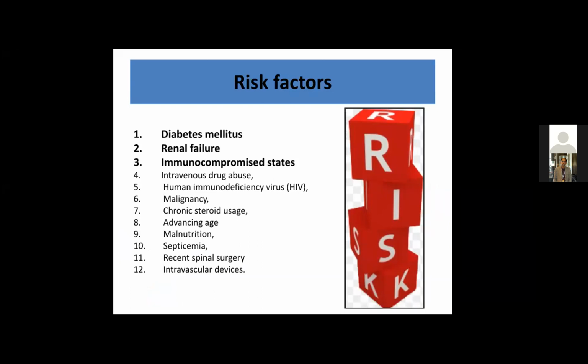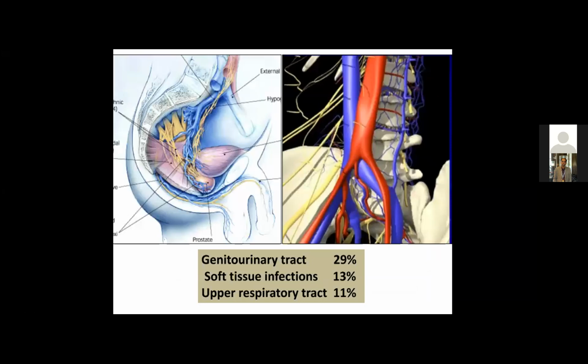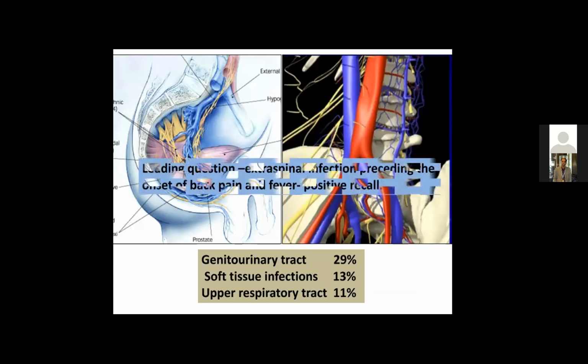The other less common routes are direct invasion secondary to spinal procedures, that is iatrogenic introduction of organisms into the disc space, or spread from adjacent infections such as paravertebral abscess or pharyngeal abscess. The most common identifiable source of bacteremia is the genitourinary tract and soft tissue infection. Whenever you encounter a patient with spinal infection, always ask leading questions regarding extraspinal infection in the recent past, like urinary tract infection, burning micturition, or any soft tissue pus formation.